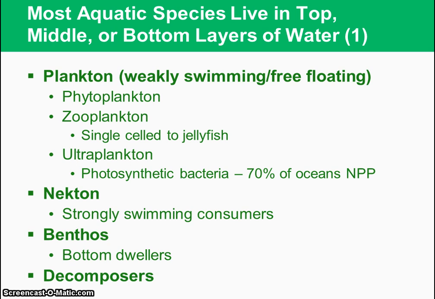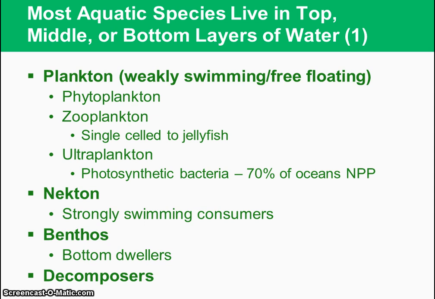Aquatic species are going to live either in the top, the middle, or the bottom layers of the water, depending on what they need to nourish themselves and depending on how they fare as swimmers. And so we break them up into these general categories. Plankton are weakly swimming or free-floating organisms. You have phytoplankton. The phyto there should tell you that these are plankton that are going to go through photosynthesis because they enjoy that light. The phyto is the light.